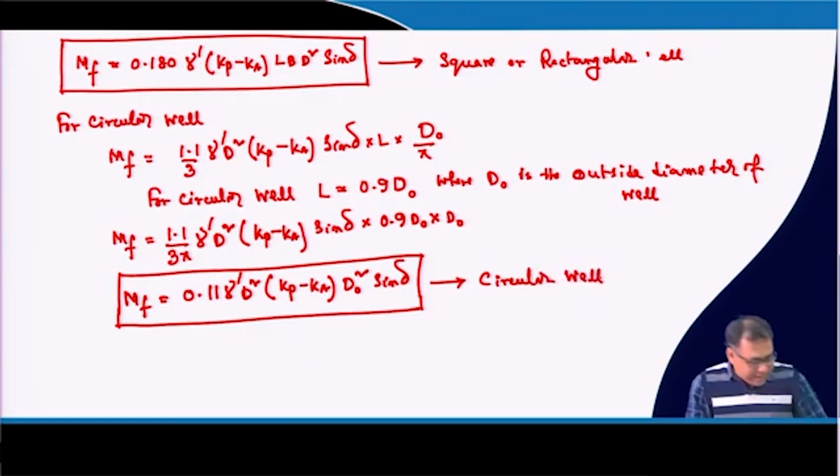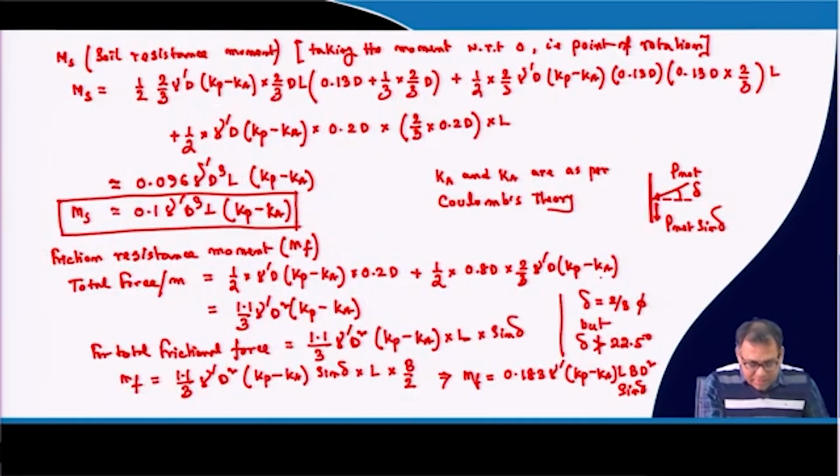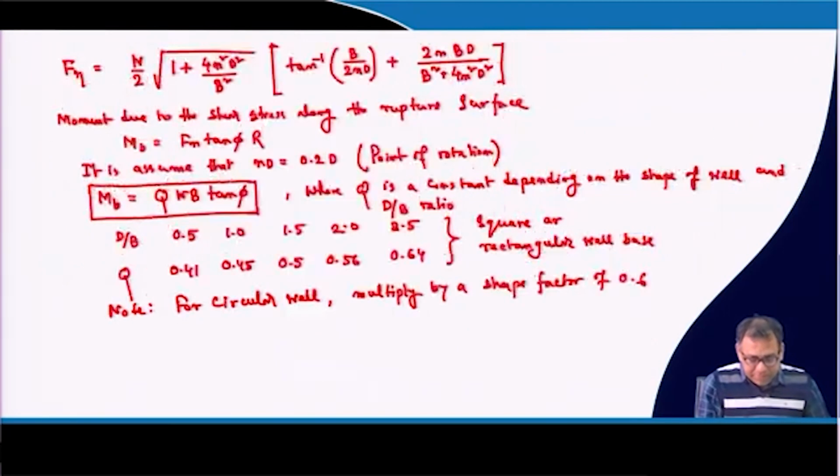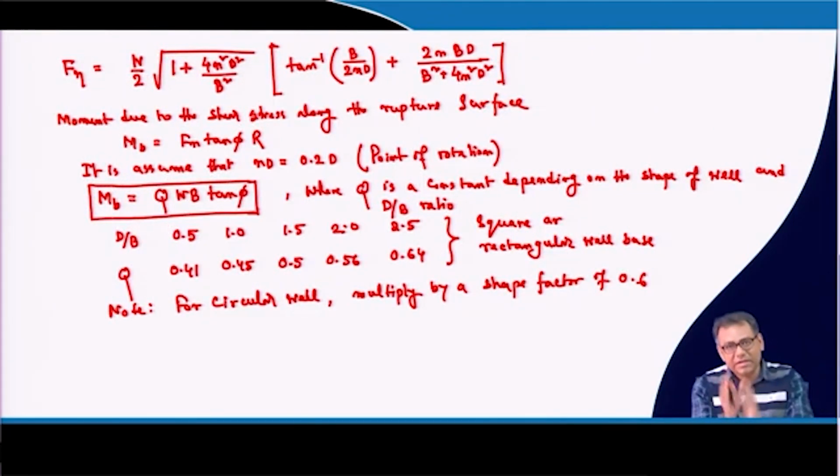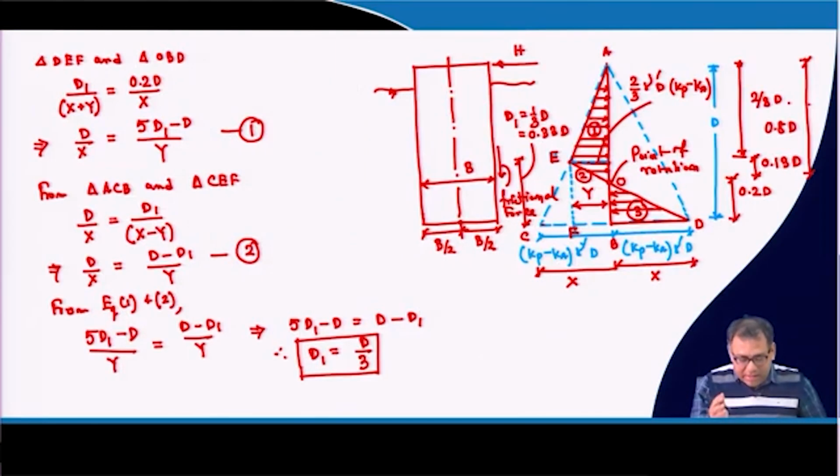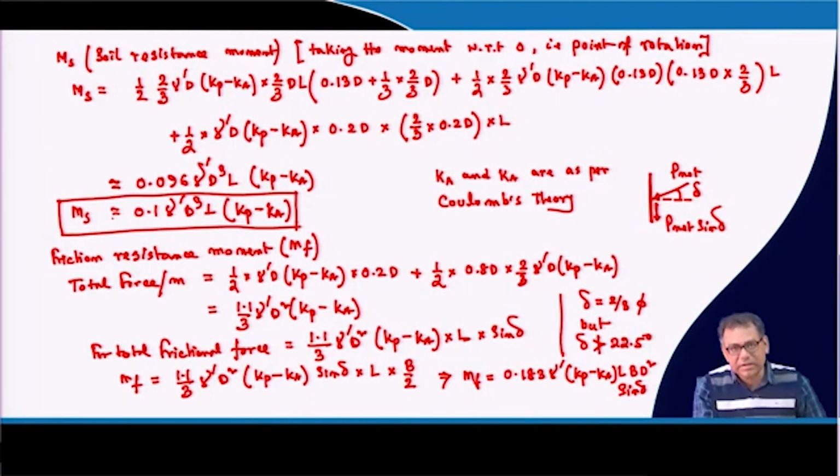Now, these MF, then MS and then MB, these are the resisting moments. MB is because of the friction force acting along the slip surface. Then MS is because of the soil resistance, and then MF is due to the friction between the soil and the side wall. So, these are the resisting moments.